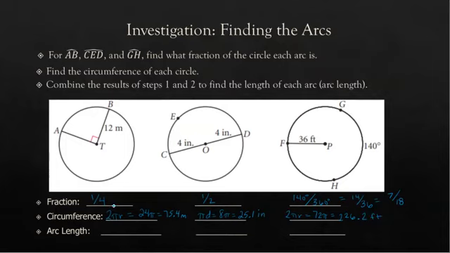Now we're going to combine these results. We only want the arc length for AB. We know that that's 1/4 of the circle's circumference. So 1/4 times 75.4 meters will give us an arc length of 18.8 meters. This one right here will be half of 25.1 inches, and that will be 12.6 inches.